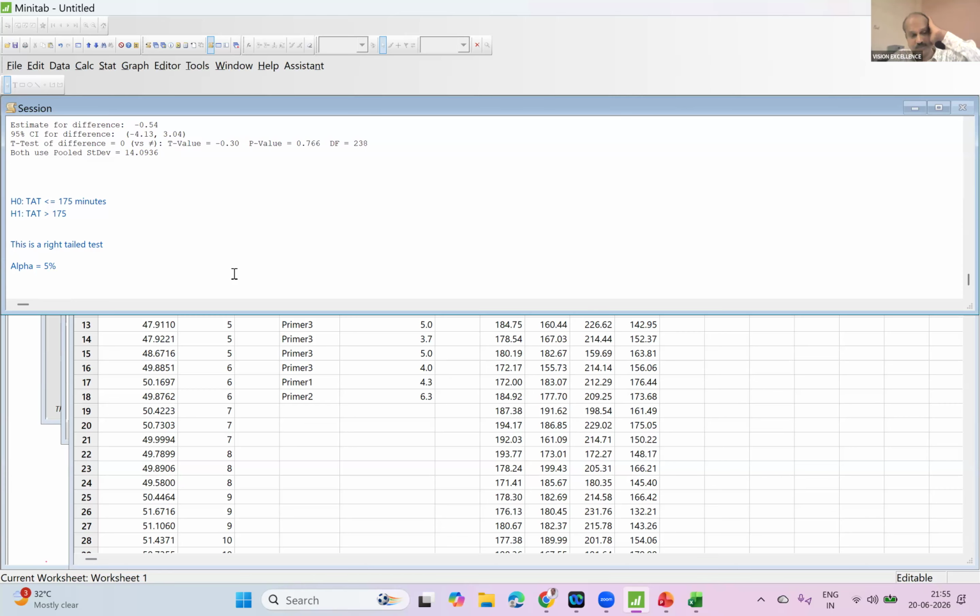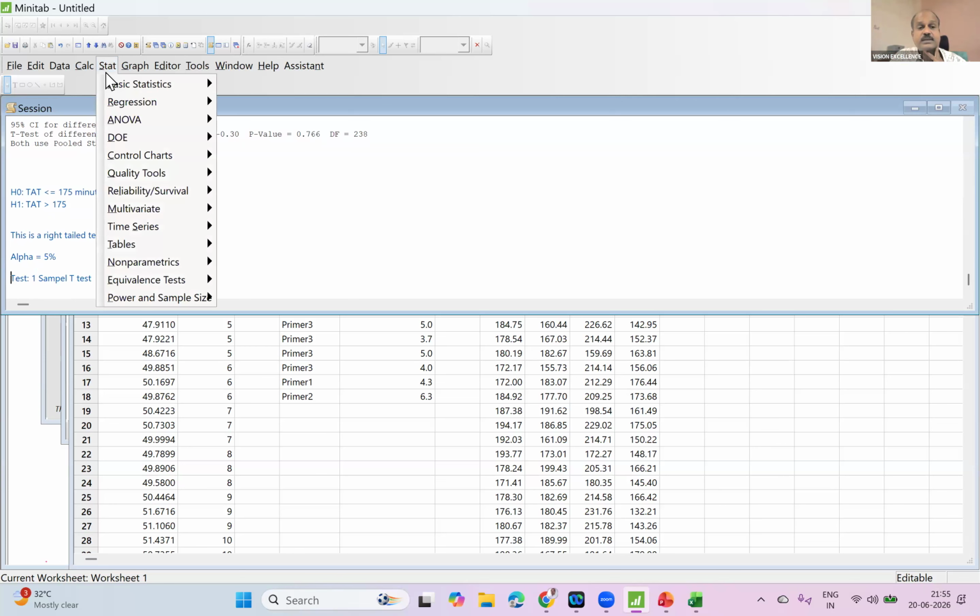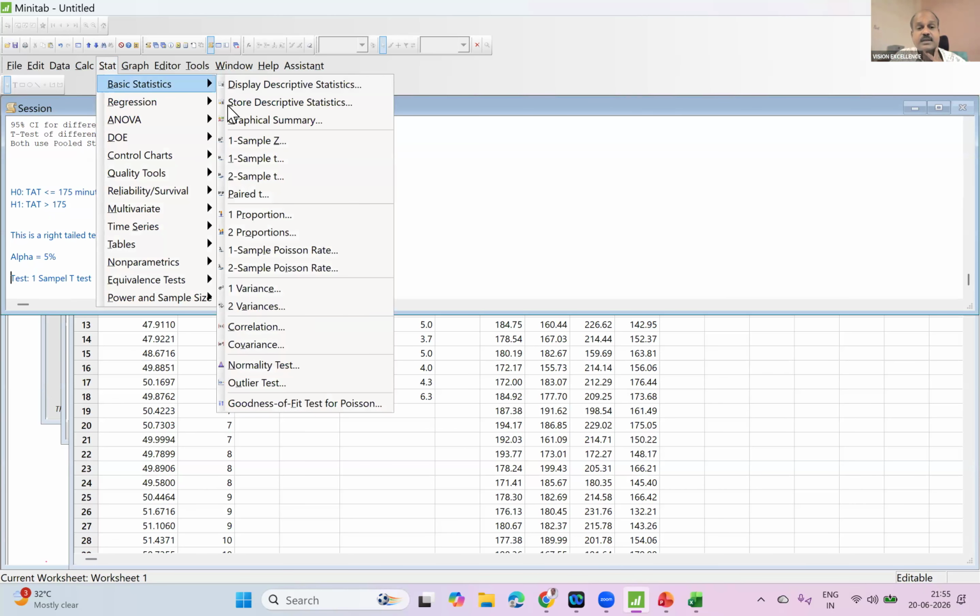I'll tell you. So alpha is 5%. That means your confidence level is 95%. Now, one sample t-test, how to do it? Go to Stat, go to Basic Stat, come to 1-Sample t. There is a description: determine whether the mean of a sample differs significantly from a specified value. What is the specified value? 175. Sometimes it is called reference value.